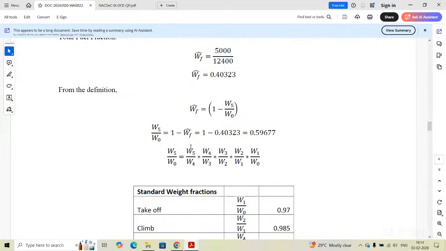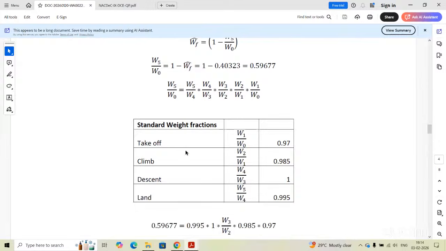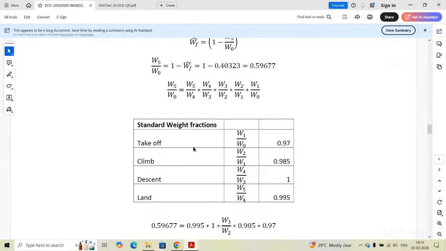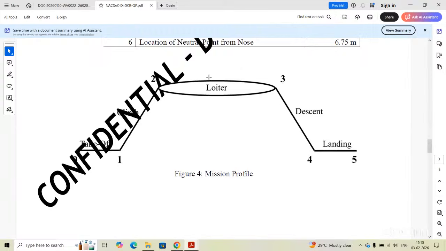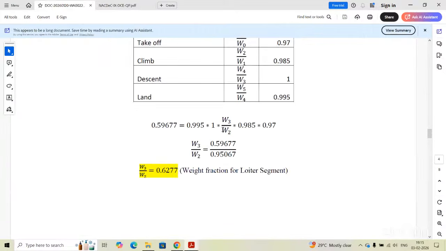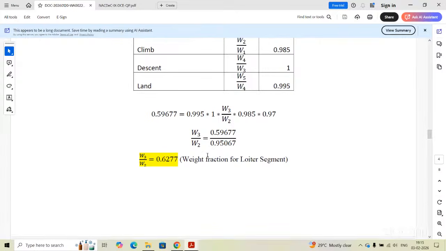And W5 by W0 is nothing but the multiplication of all these things, the weight fraction in each segment. So from here, we have taken standard weight fractions for takeoff, climb, descent, and land. Apart from that, we only have loiter remaining. So the weight fraction for the loiter can be calculated from this, and it is coming out as 0.6277. This is the fuel weight fraction for the loiter segment.